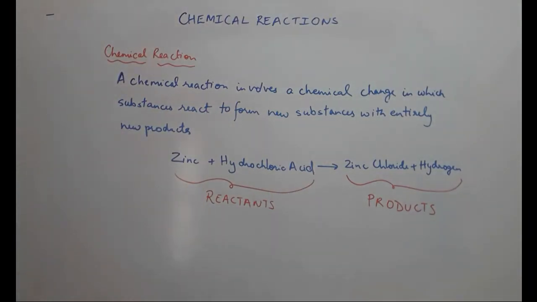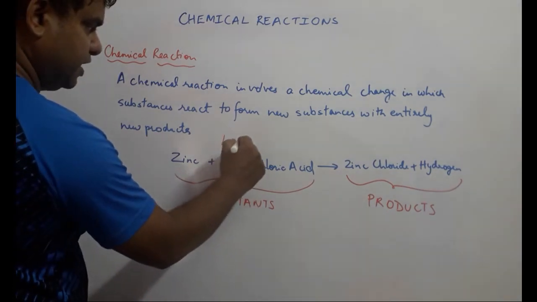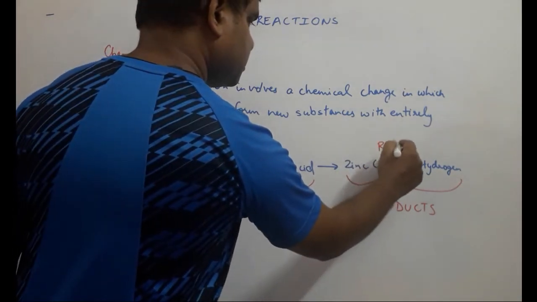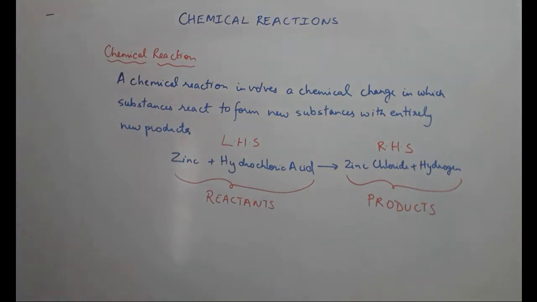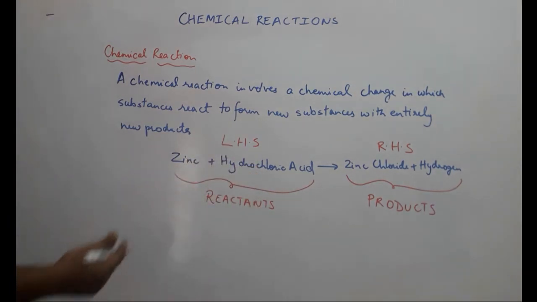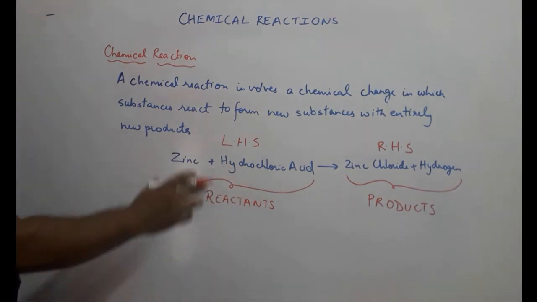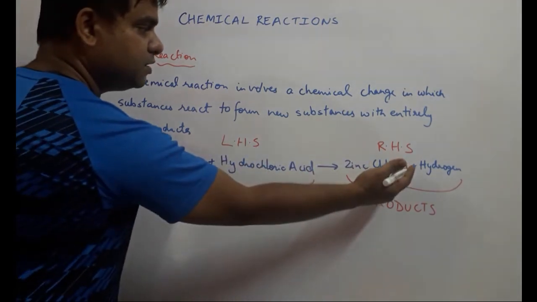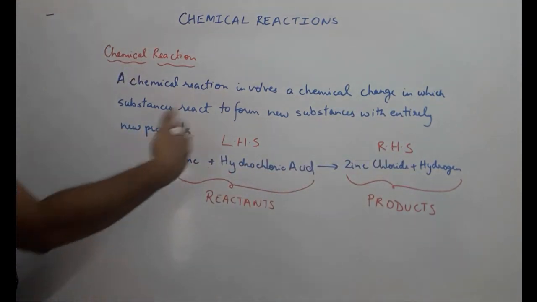Okay, so reactants are always on the left hand side of the reaction and products are always on the right hand side of the reaction. This entire thing is a chemical reaction. Okay, and these are reactants. Why are they called reactants? Because they react with each other, or when they are put together they interact with each other or they mix with each other to give one or more product.